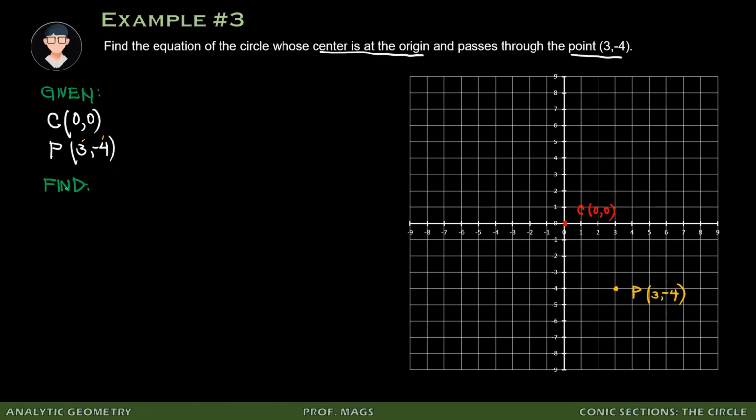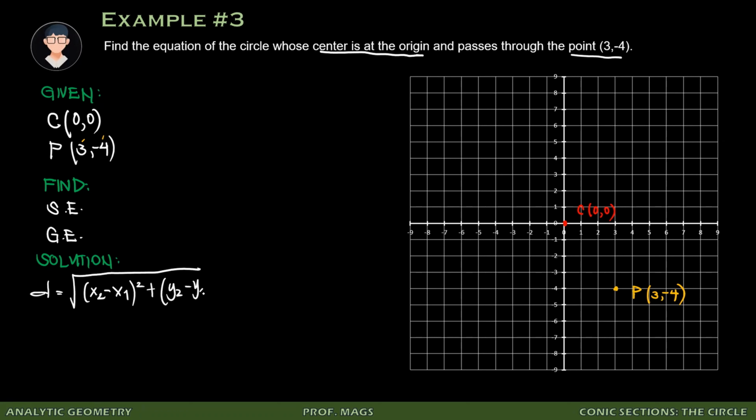Yung hinahanap natin sa problem is the equation of the circle. So the equation of the circle, it can either be the standard equation or the general equation. So we have to compute for both equations. So in order for you to solve for the radius of the circle, you have to use the distance formula. So d is equal to the square root of x sub 2 minus x sub 1 quantity square plus y sub 2 minus y sub 1 quantity square. If you're going to recall our previous video about lines, we're going to use the distance formula, the distance between 2 points, since we are given 2 points, which is the center and the given point P.